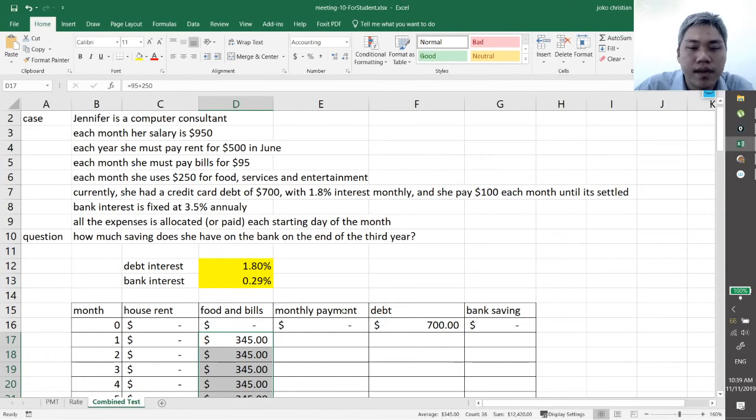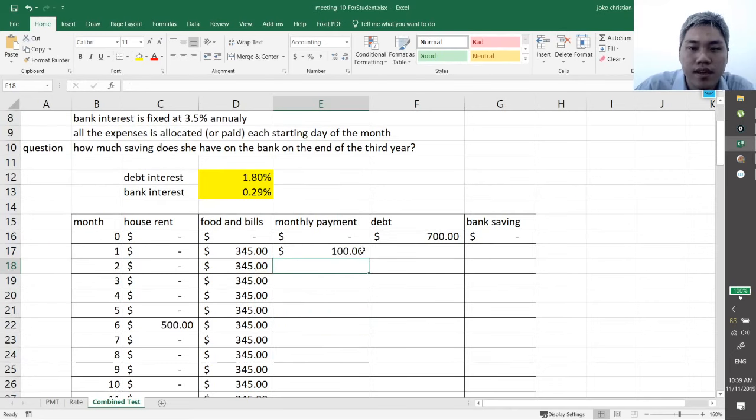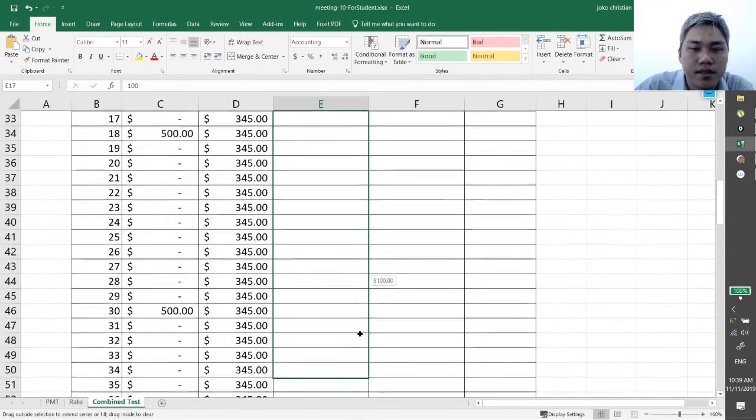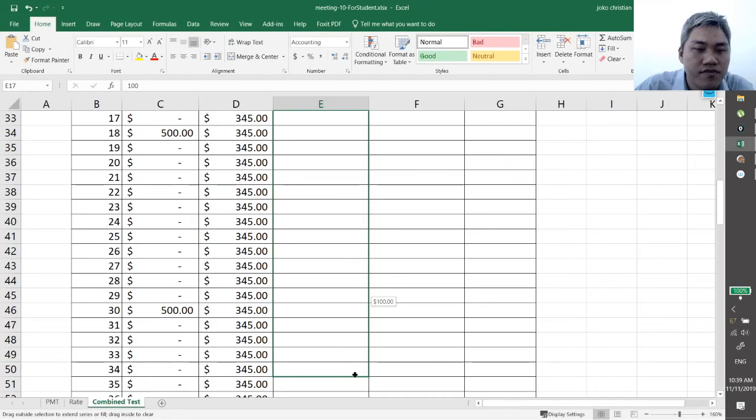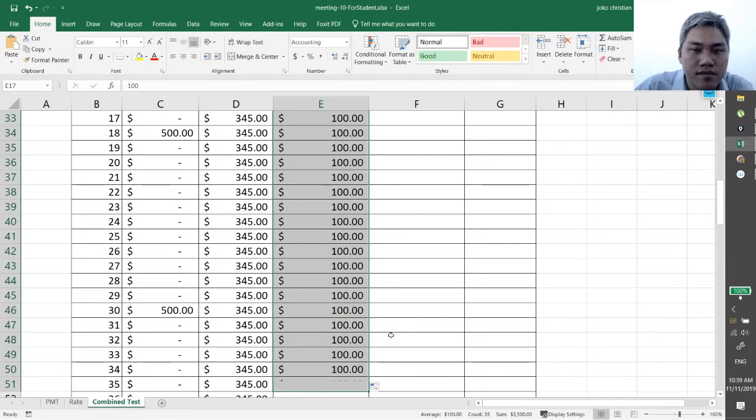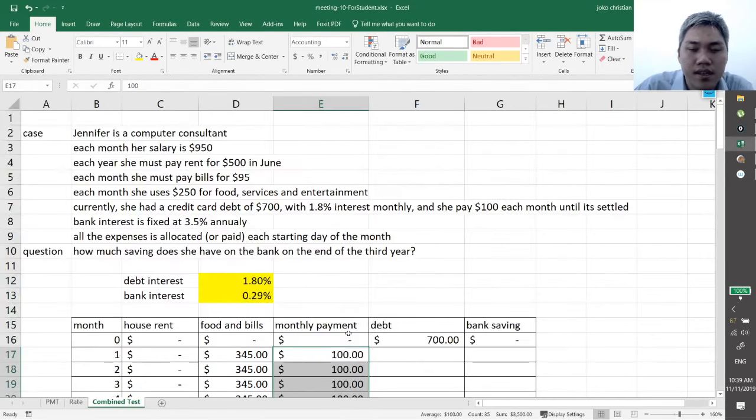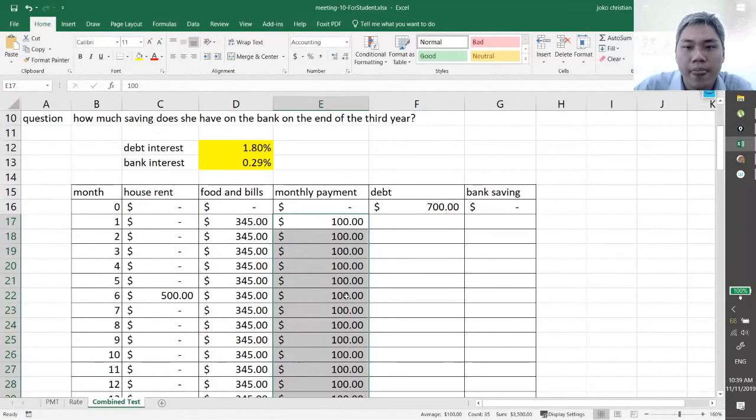And the monthly payment now. This is the monthly payment for her credit card debt. She pays monthly $100 for each month until settled. So I just put 100 here, and I'll copy it. Let's just say until 33, 34. We need to use goal-seek for that.